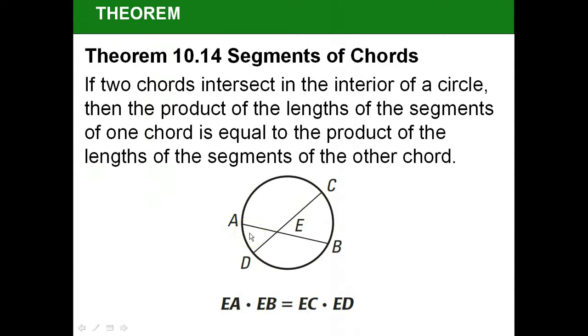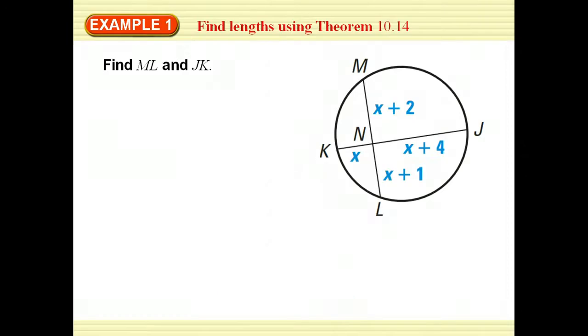So chord AB can be divided up into AE and EB. Chord DC can be divided up into DE and EC. So the two parts of AB multiplied together must equal the two parts of CD multiplied together.